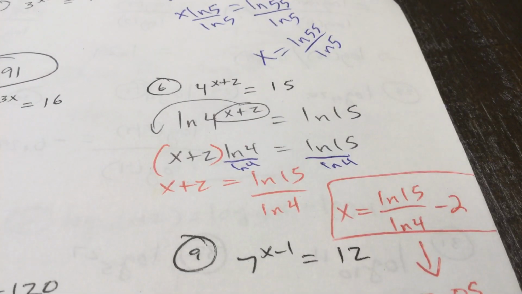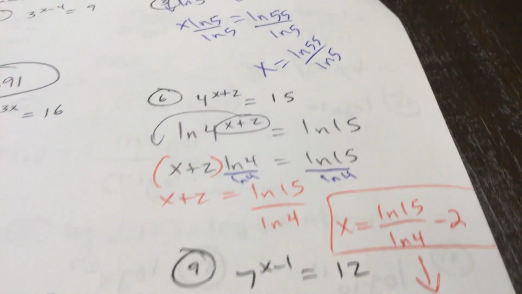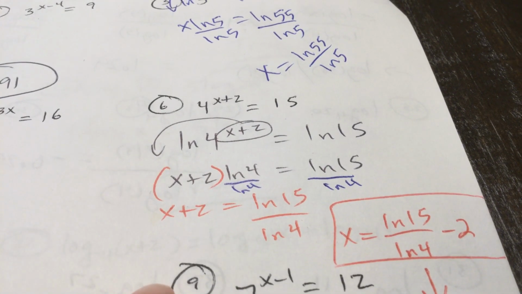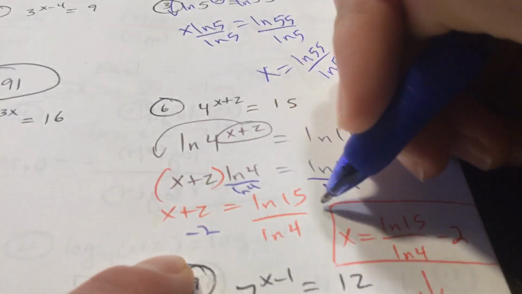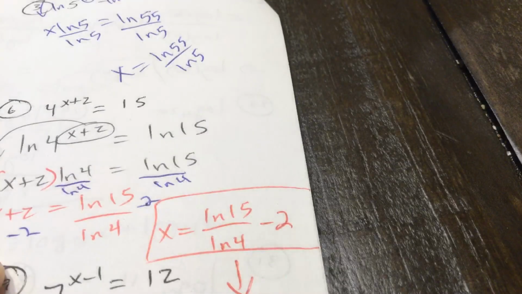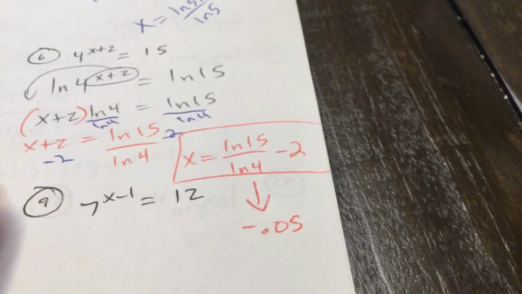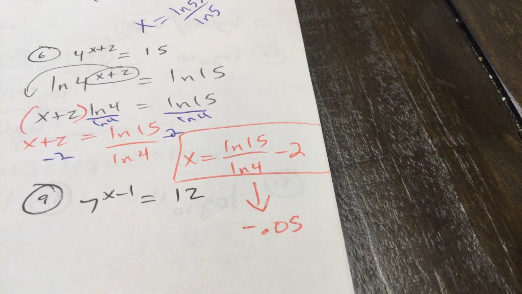You've got x plus 2 equals natural log 15 over natural log 4. That's what x plus 2 is, so you're going to subtract 2 from both sides and write it like that. Again, that is the best answer. It's also the answer you get if you type everything in.